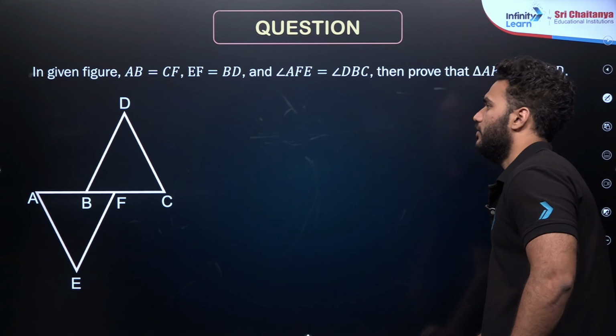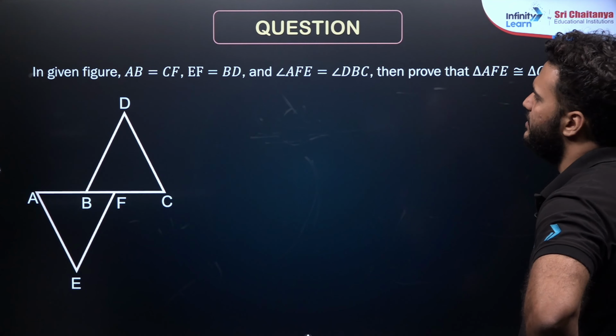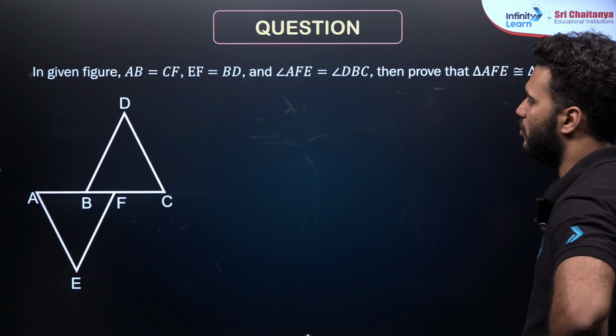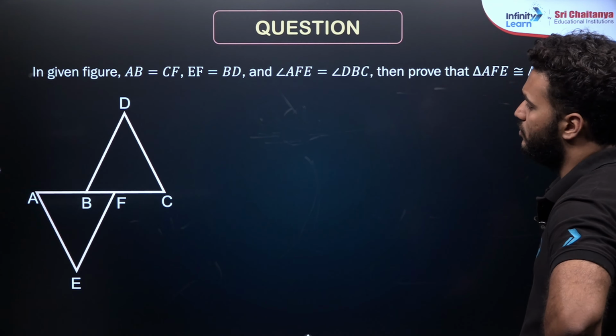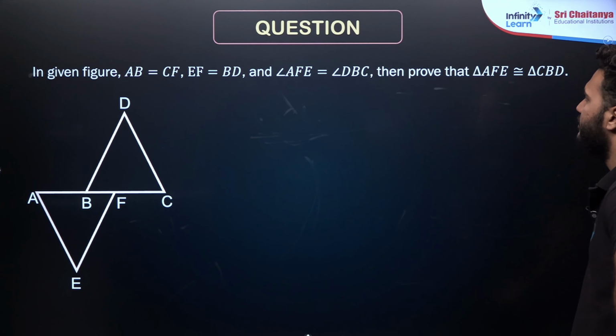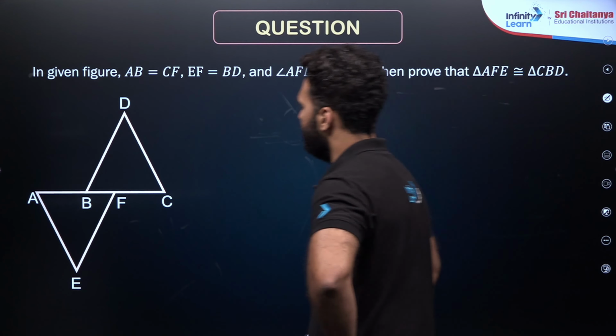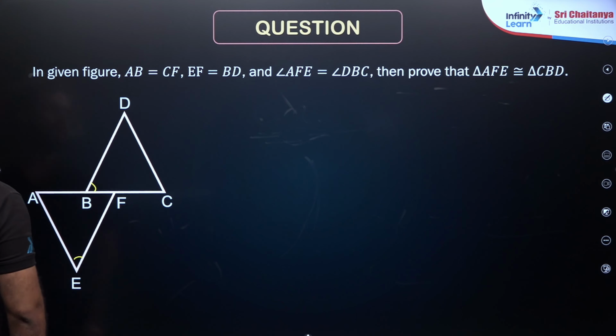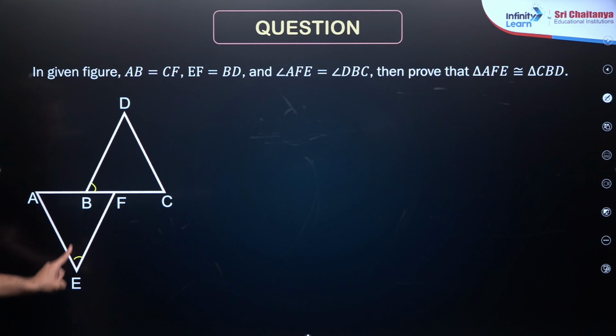Okay, let's do another one. In the given figure, AB is equal to CF. BF is a common part. EF is equal to BD. Angle AEF is equal to angle DBC. Then prove that triangle AFE is congruent to triangle CBD.